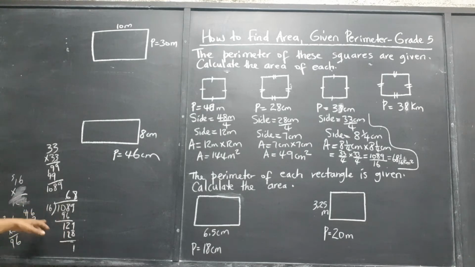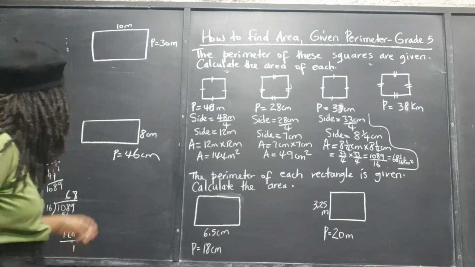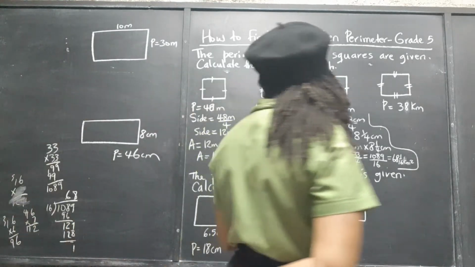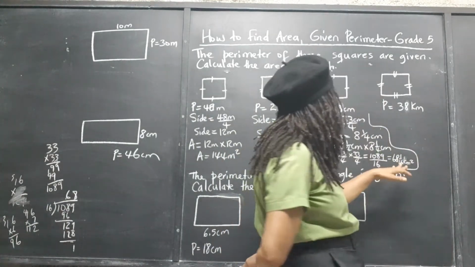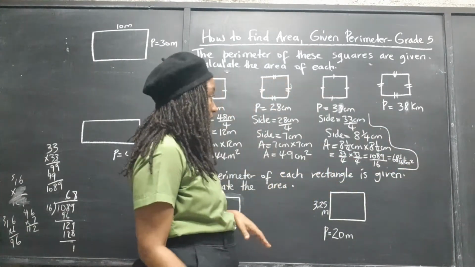Subtract, and 16 into 129 goes 8 times. 8 6s are 48. 8 1s are 8 and 4 is 12. So we got a remainder of 1. So 68 and 1/16 centimeters squared.